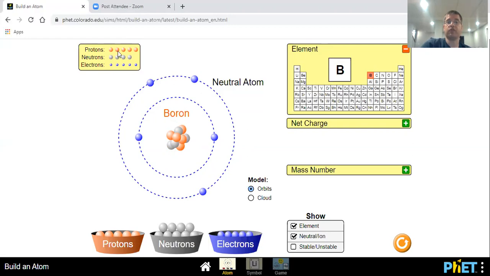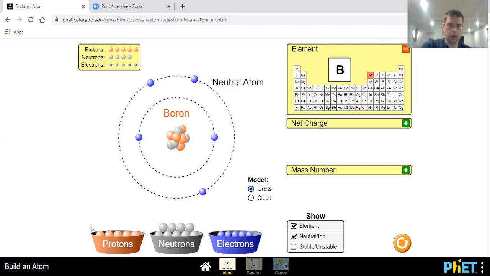So once again, boron's got 1, 2, 3, 4, 5 protons. So I have 5 plus charges, and it's almost like fractions. You cancel things out. I also have 5 electrons. So this one cancels out this one. This and this cancel. Red and blue cancel. They cancel out to what? Neutral. Atoms are neutral.